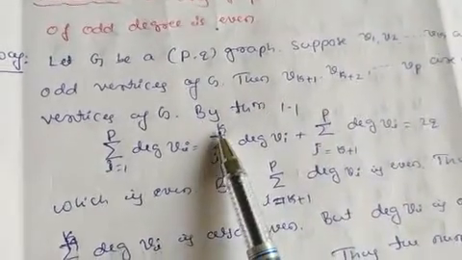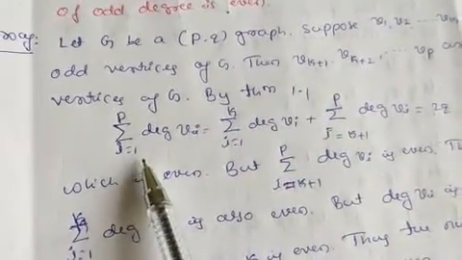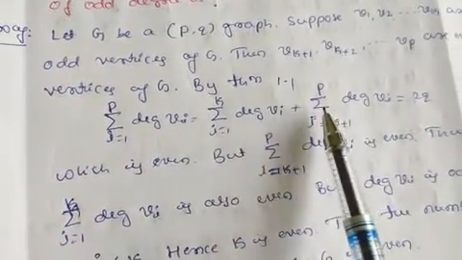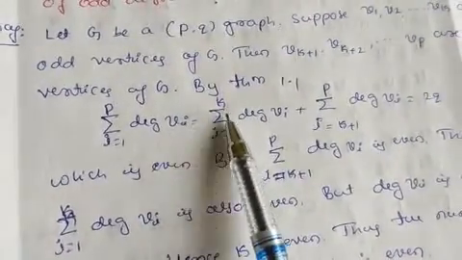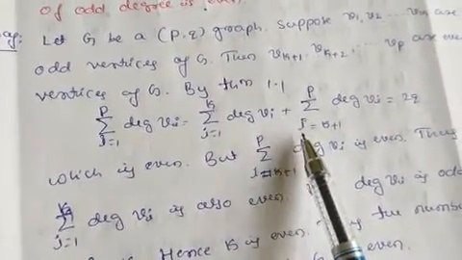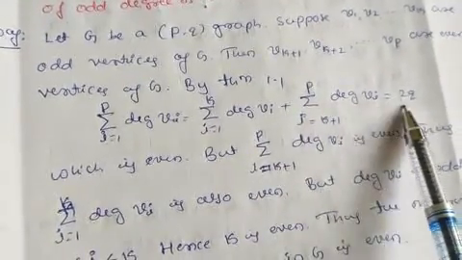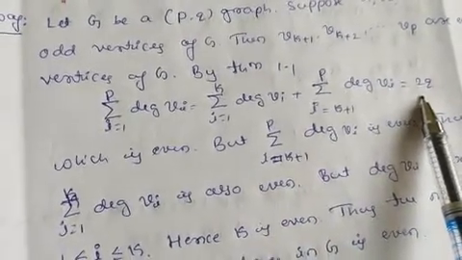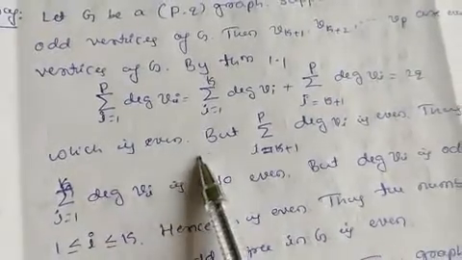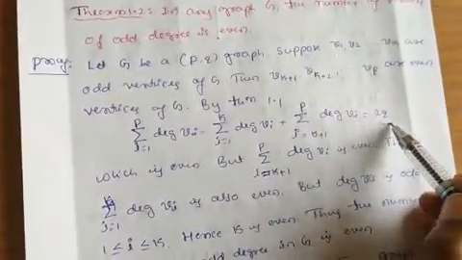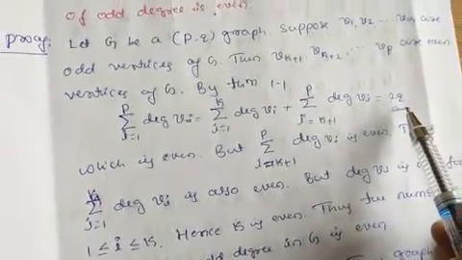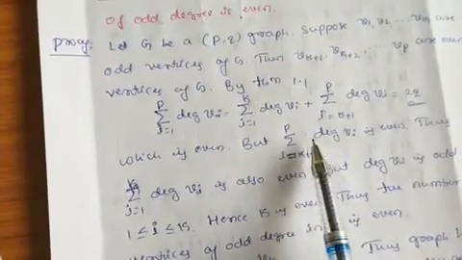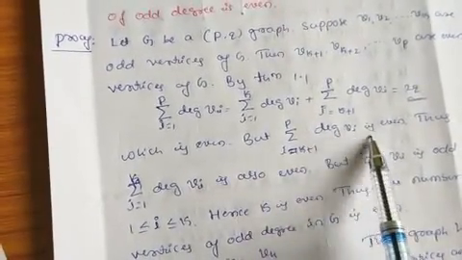Then by the previous theorem, the sum from i equals 1 to P of degree of Vi is equal to, we can divide the sum into 2 parts. Sigma i equals 1 to k of degree of Vi, plus sigma i equals k plus 1 to P of degree of Vi is equal to 2Q. In the previous theorem you have seen it is double the number of edges, 2Q. This is even, because 2 into any number is always even. So the sum from i equals k plus 1 to P of degree of Vi is even here.